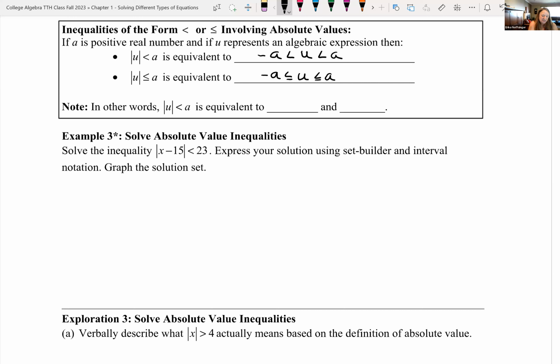So I had mentioned earlier in class when we were looking at solving inequalities that we can break this up into 2 different inequalities. So in other words, the absolute value of U is less than A. We can say that U is greater than -A and U is less than positive A.